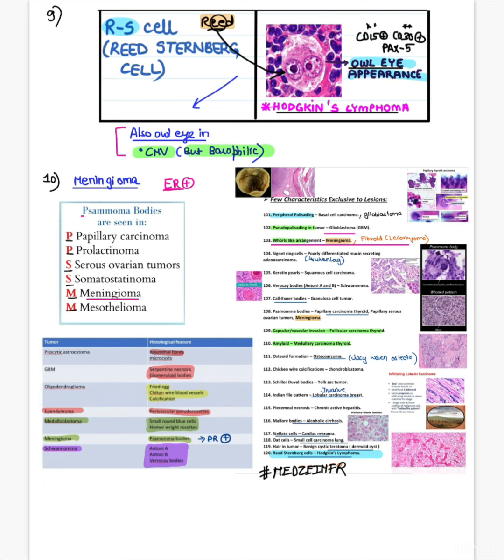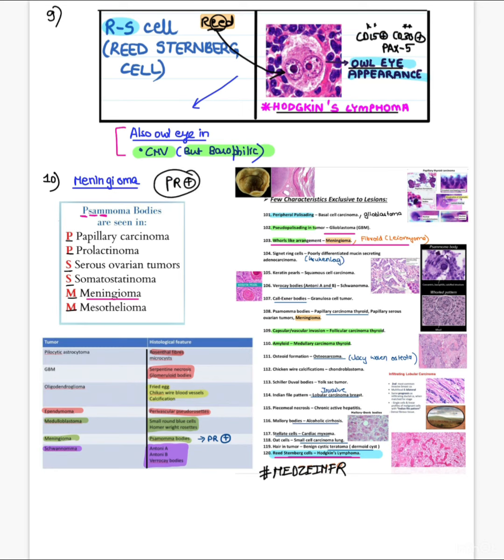This is the mnemonic for psammoma body. See, everything is in the name, guys. P for papillary carcinoma, P for prolactinoma, S for serous ovarian tumor, S for somatostatinoma, M for meningioma, M for mesothelioma. Done, guys. And this is also ER receptor positive, guys. This may be a future question, again important. Now coming on to the important findings in all the tumors, because when meningioma is asked, next time something else will be asked. Sorry, this is basically PR receptor positive, so sorry guys, this meningioma is PR receptor positive.